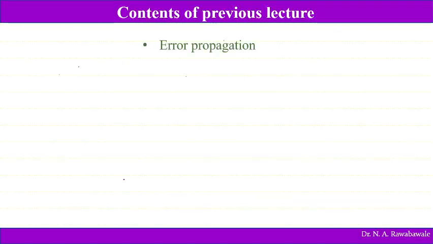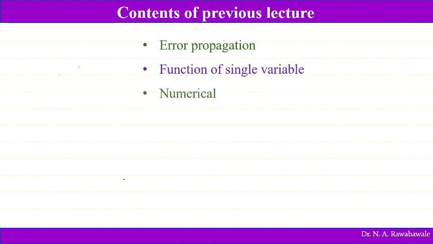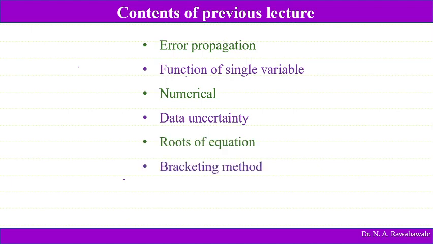In previous lecture we have seen how error propagates and function of a single variable and how the error propagation takes place in a function of a single variable. Then numerical on error propagation, then data uncertainty, roots of equation, bracketing method, introduction to bracketing method, and graphical method to find the root of a equation using bracketing method.